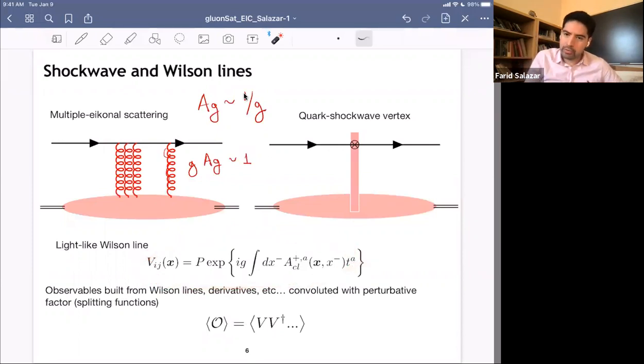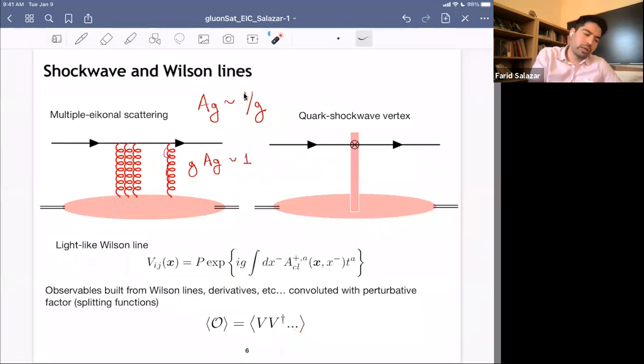It's like an Aharonov-Bohm effect, but for QCD. So it's a non-abelian Aharonov-Bohm effect. And as you can see, what enters here is this gauge field. Okay, and in the CGC, observables will be expressed as a convolution of a string of Wilson lines or derivatives of Wilson lines with factors that can be computed perturbatively. So your observables will have this form, with different Wilson lines.